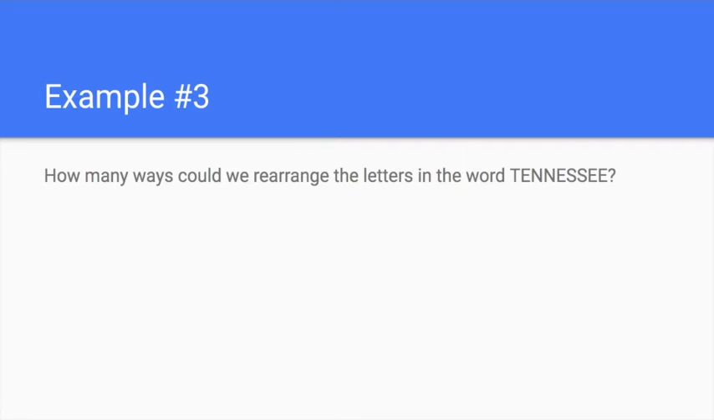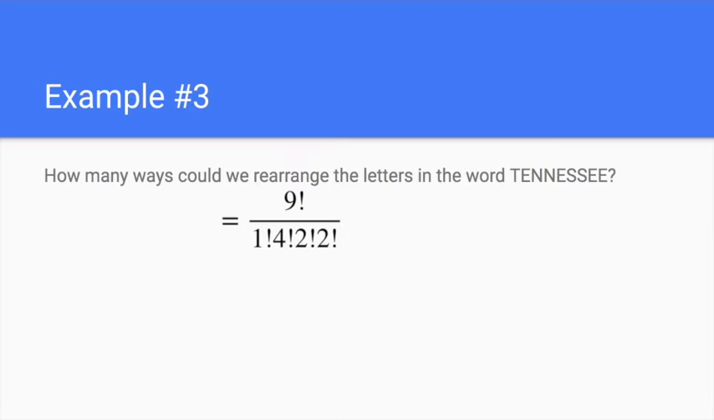So first thing we need to know is how many letters are there in the word Tennessee? 1, 2, 3, 4, 5, 6, 7, 8, 9, looks like. So 9 factorial goes in the top. And then for the bottom, we look at each letter individually and just identify how many times does that occur.